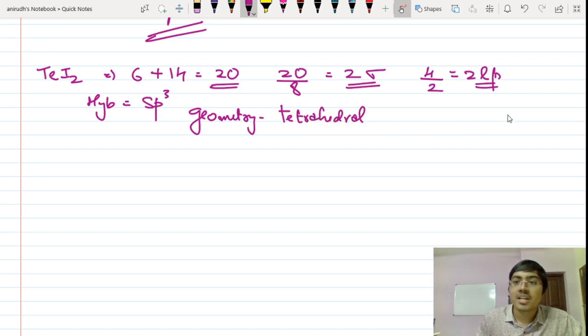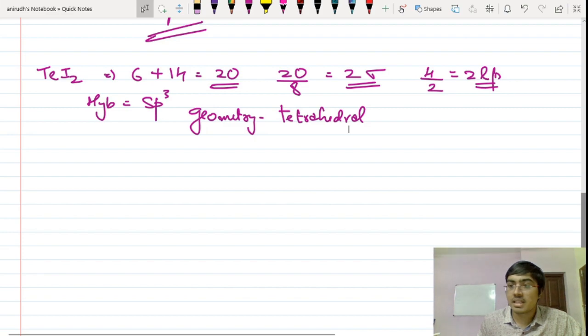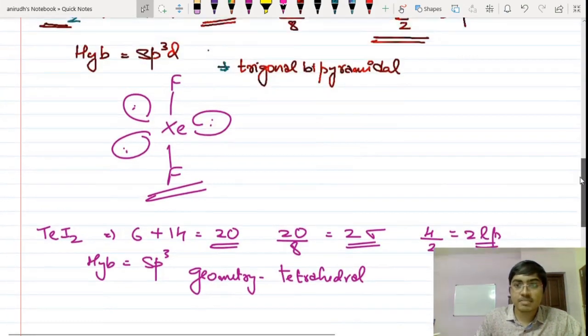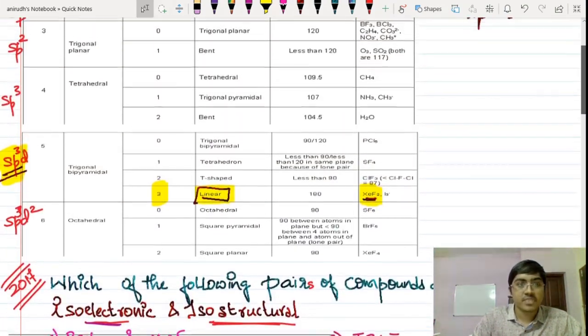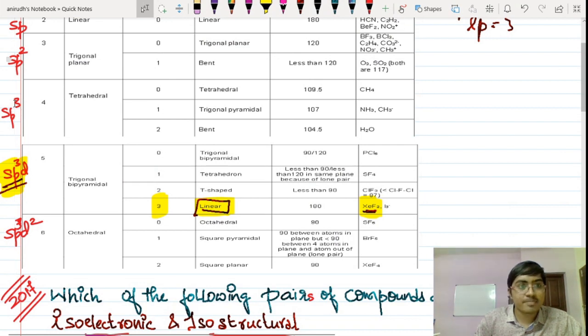But what is the shape? For the shape, you are supposed to remember that particular chart. So it is sp3 hybridized with 2 lone pairs of electrons. So let us check over here. This is sp3 hybridization, and the number of lone pairs of electrons is 2 over here, isn't it?